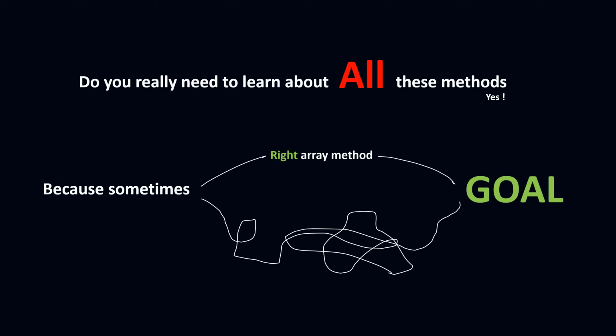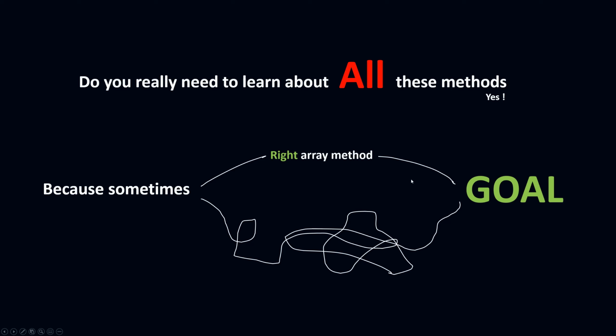So for example, instead of using the map method to get directly to your goal because you don't know the map exists, you're using a forEach method. So I think it's really important to know about all the array methods out there, so you can use the right array method all the time.